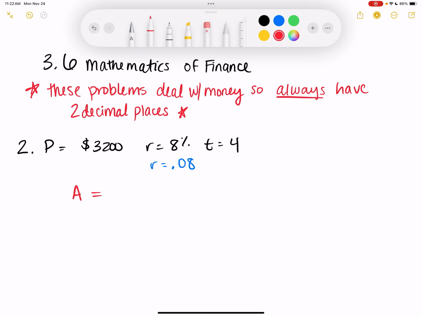Your formula is A equals P times (1 plus R) raised to the T. All those formulas that are in your notes, you will need to memorize them. All right, so A equals 3,200 times (1 plus 0.08). If you want to just go ahead and write that as 1.08, you can. And then raised to the 4th. Then at that point, we just throw that in a calculator and solve it.